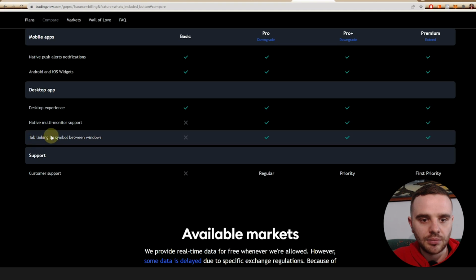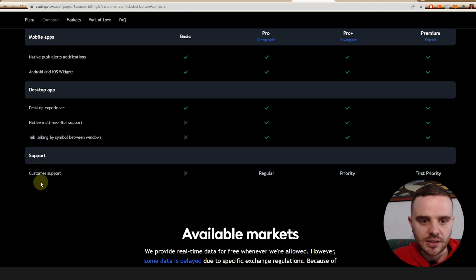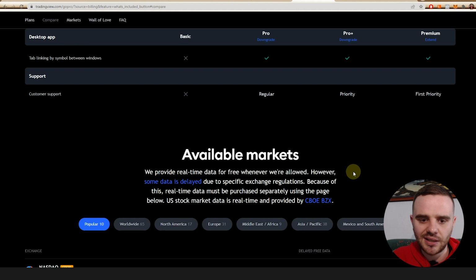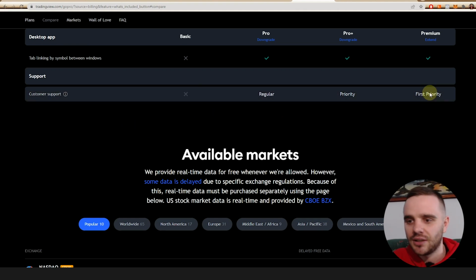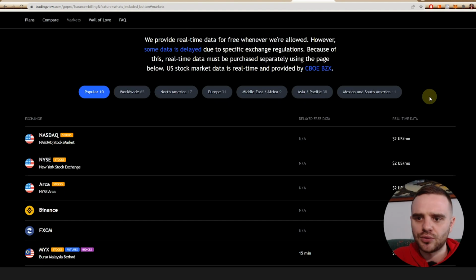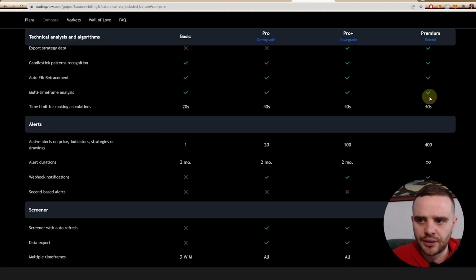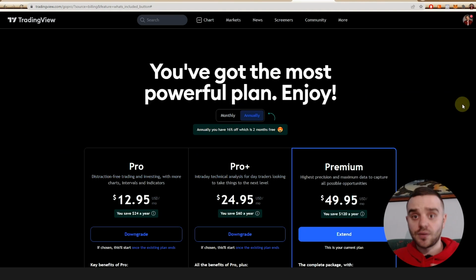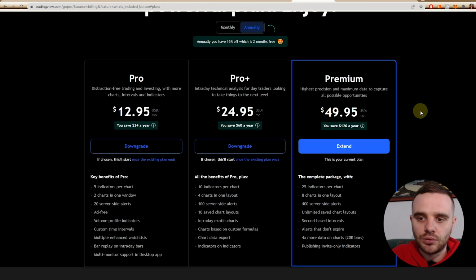Tab linking by symbol between windows. Support, my friends, honestly, it's not true. They support even premium accounts. They don't have first priority because there are a lot of people that use TradingView. They reply, but they don't reply instantly, even if you have a premium account. And I understand them, because for such a price it needs a lot of people that will do it.